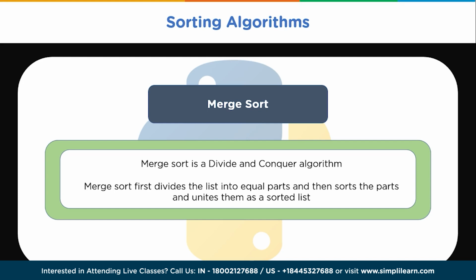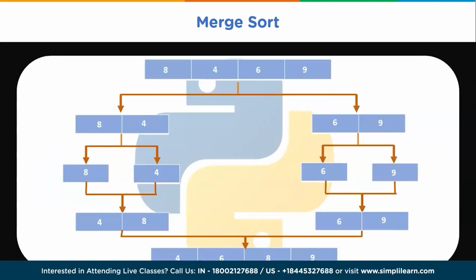So basically you split the list into halves and then keep halving them, reducing each half till there is a single element in each half, and then you start merging them back in a sorted fashion. So we will discuss this with an example over here. Now for an example, we have our list over here with unsorted numbers 8, 4, 6 and 9.